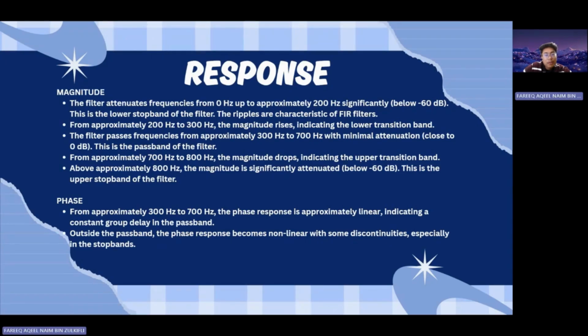From approximately 700 Hz to 800 Hz, the magnitude drops, indicating the upper transition band. Above approximately 800 Hz, the magnitude is significantly attenuated. This is the upper stop band of the filter. For phase, from approximately 300 Hz to 700 Hz, the phase response is approximately linear, indicating a constant group delay in the passband. Outside the passband, the phase response becomes non-linear with some discontinuity, especially in the stop band.